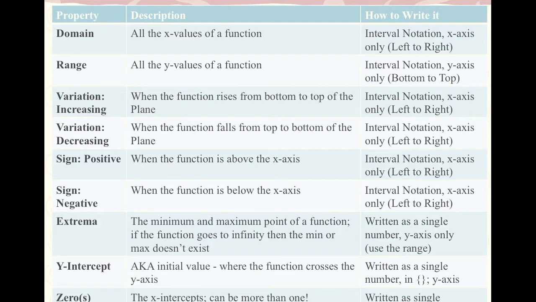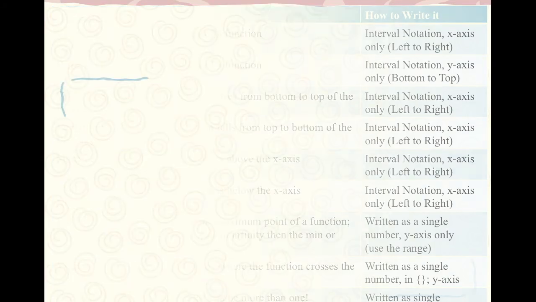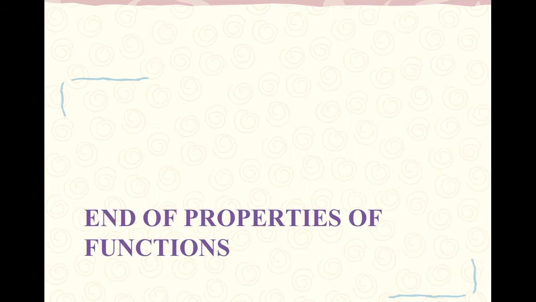So for your pleasure, I have given you this, and in class I will give you a paper copy of this. This is like your cheat sheet for your properties. Here they all are. Domain, range. So domain, all x values, interval notation, x-axis only, left to right. All the y values of a function for range, interval notation, y-axis only, from bottom to top. And so on for all of these. Okay, so this is your recap page. Keep this very close. I tell you what to do and when, and it pretty much outlines every single property. And that is the end of properties of functions.